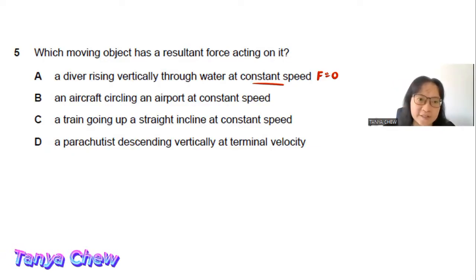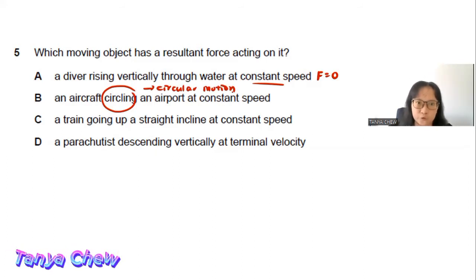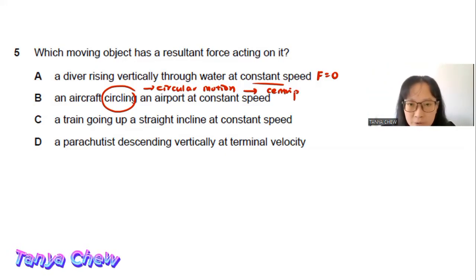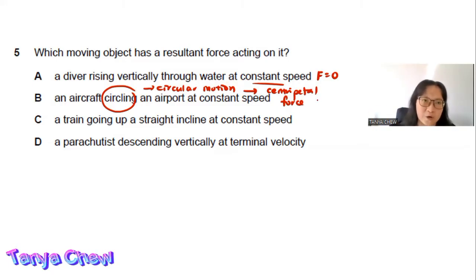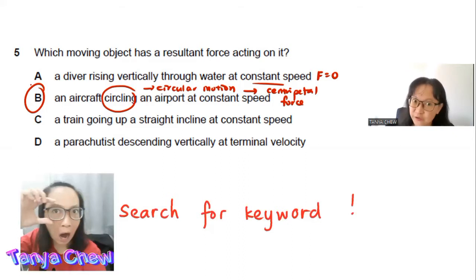And B, an aircraft circling an airport. Circling, this is like circular motion. So when we talk about circular motion or circular track, do you still remember an object which is circulating a track with a constant speed? There must be a force acting on it, which is called centripetal force. Centripetal force is the resultant force that causes an object to travel in a circular motion. So the one that has a resultant force acting on it is B. Search for the keyword. My keyword is circling.